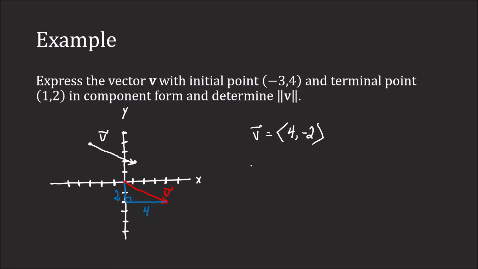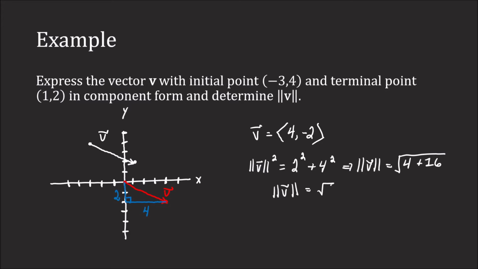So hypotenuse squared is equal to 2 squared plus 4 squared, which means that the magnitude of V is equal to the square root of 4 plus 16. So the magnitude of V is the square root of 20, or 2 square root of 5.